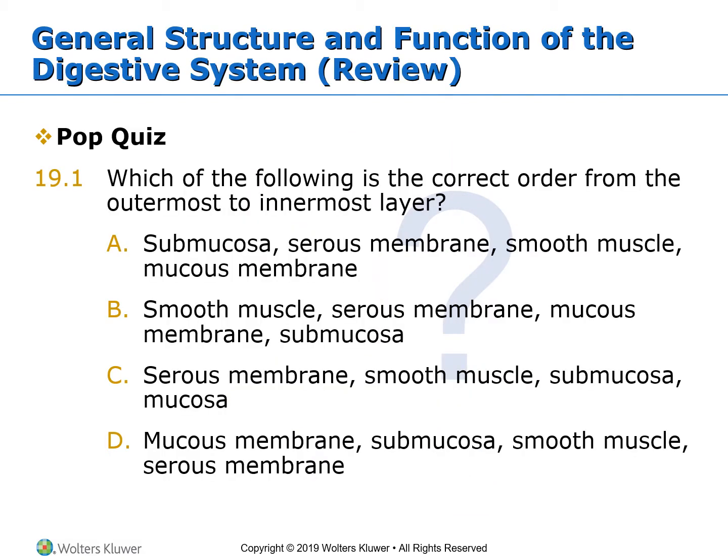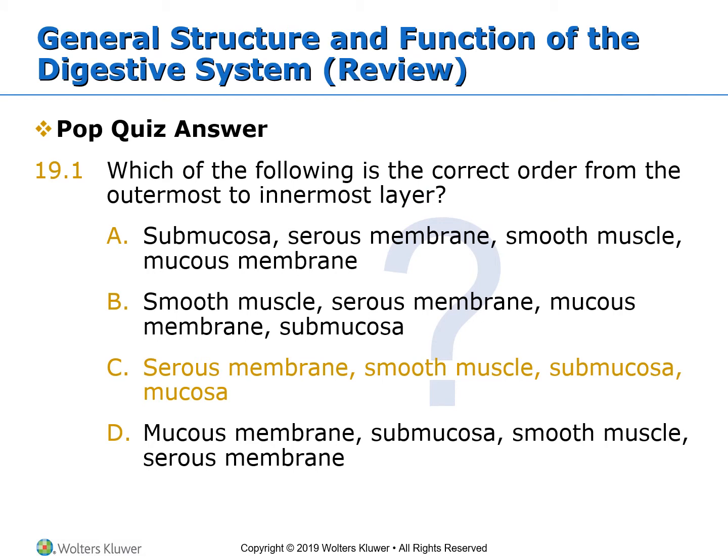Which of the following is the correct order from the outermost to innermost layer? A. Submucosa, serous membrane, smooth muscle, mucous membrane. B. Smooth muscle, serous membrane, mucous membrane, submucosa. C. Serous membrane, smooth muscle, submucosa, mucosa. Or D. Mucous membrane, submucosa, smooth muscle, serous membrane. The correct order from the outermost to the innermost layer is serous membrane, smooth muscle, submucosa, mucosa.